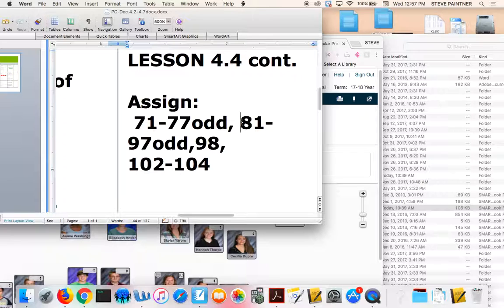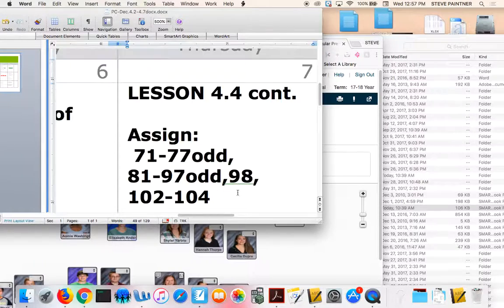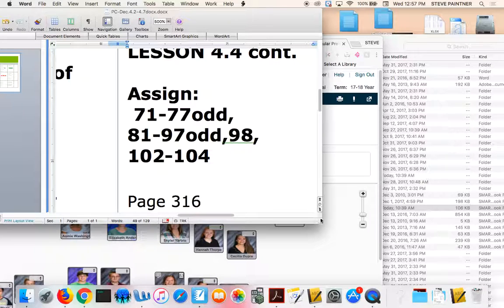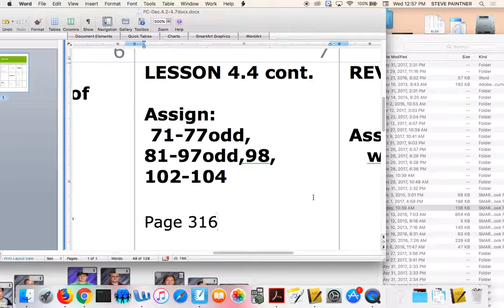Somebody asked me about the page on this. I don't know the page. The page is the same as today's lesson. How much? What is it? 316. Okay. Yeah, that doesn't quite work. There, it works.